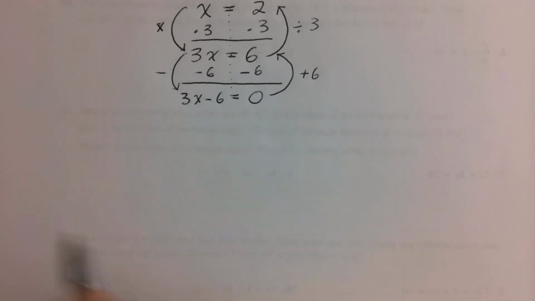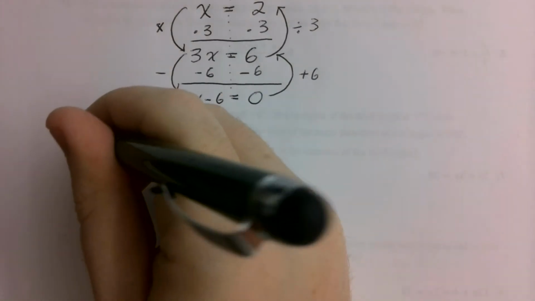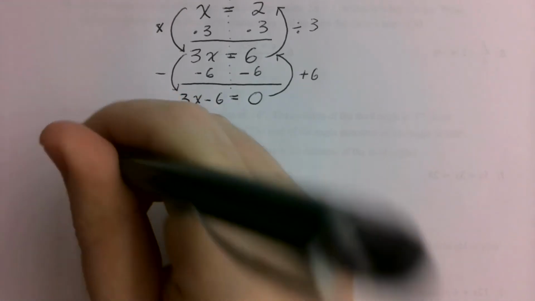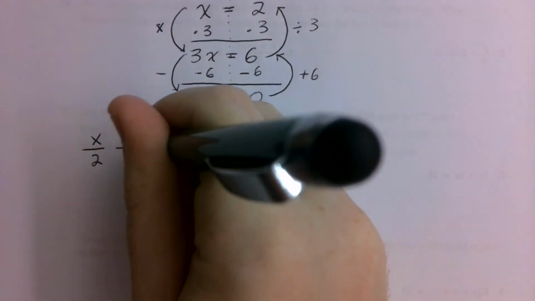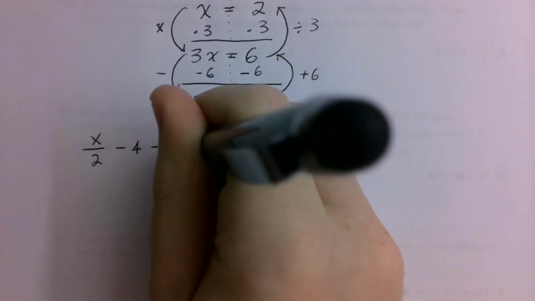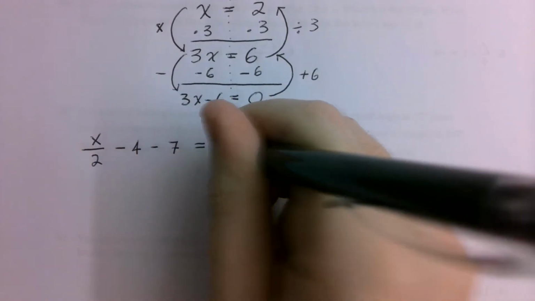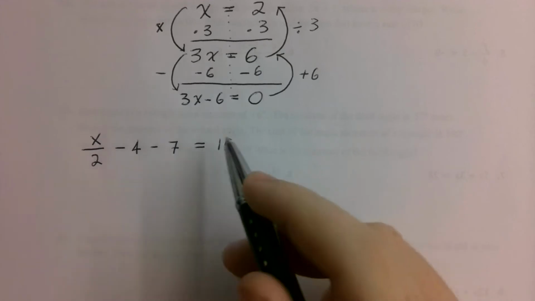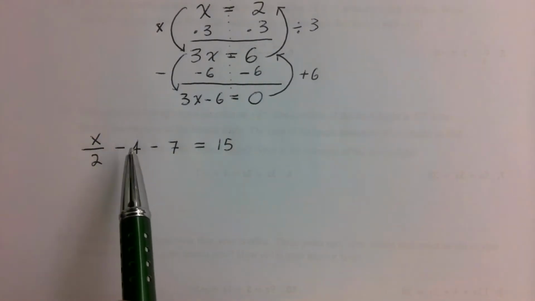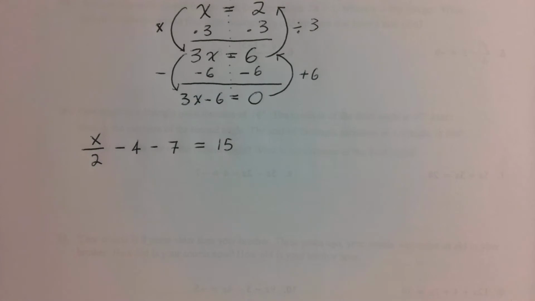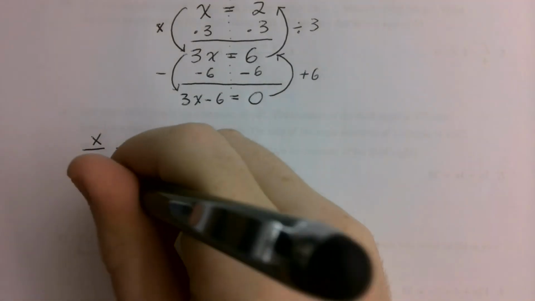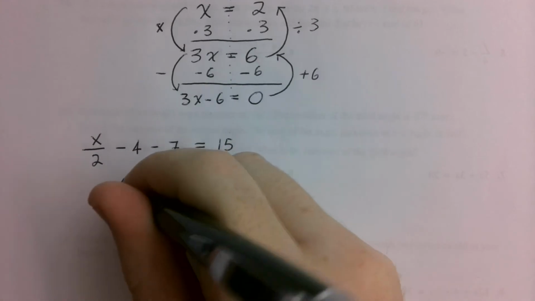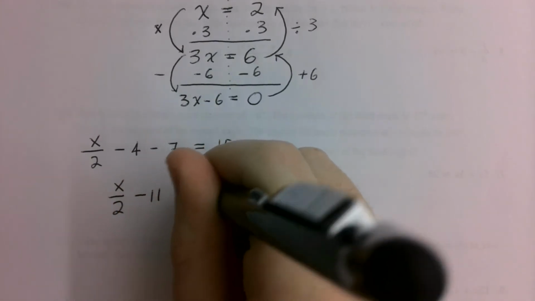So, let's try out a problem together. Let's say I'm given the problem x divided by 2 minus 4 minus 7 equals 15. Now already, many of you may spot something that we can do at the very start, and that is to simplify each side of the equation. 15 is as simple as 15 is going to get. But if I'm subtracting 4 and subtracting 7, couldn't I do it in less steps? I could rewrite this as x divided by 2 minus 11 equals 15.